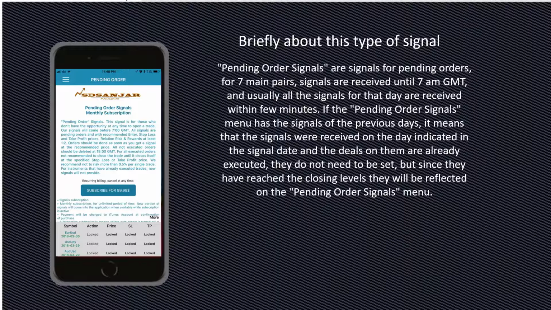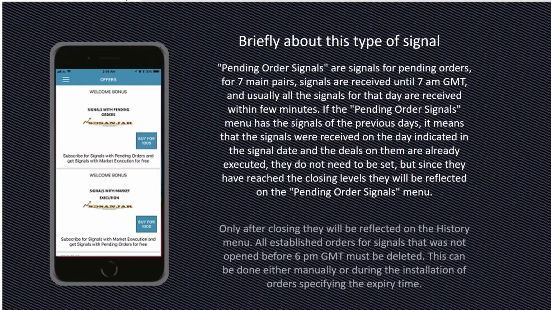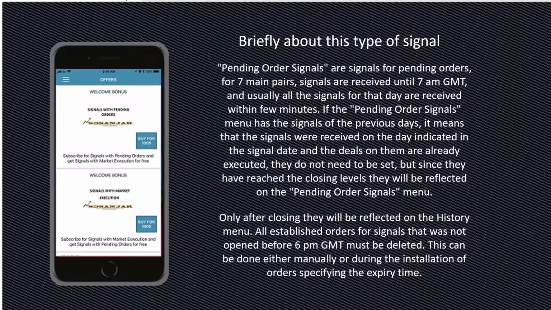If the pending order signals menu has the signals of the previous days, it means that the signals were received on the day indicated in the signal date, and the deals on them are already executed. They don't need to be set, but since they have not reached the closing levels, they will be reflected on the pending order signals menu. Only after closing will they be reflected on the history menu.